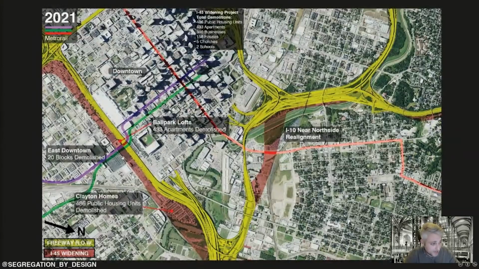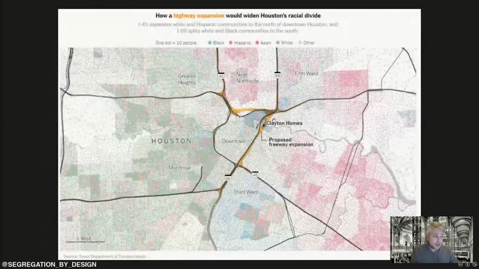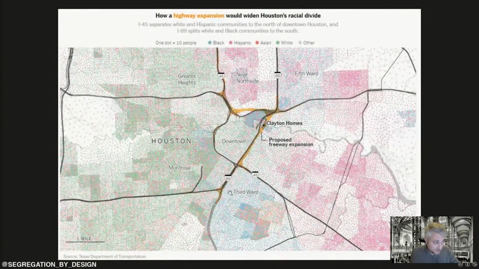This is an aerial or top-down view of that same project. So as part of that project, over 1,000 families will be relocated. This has actually already happened. So just happened a couple of months ago. So they already have been relocated. But about 500 of those families were in this public housing project here, the Clayton Homes, housing primarily Black and Latino residents.